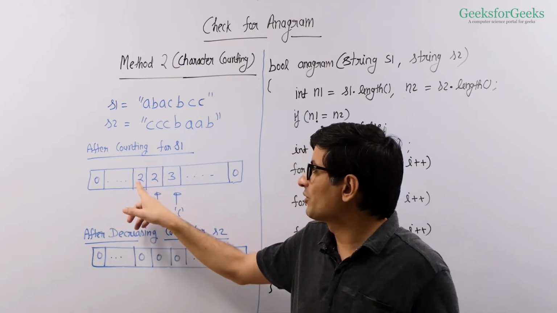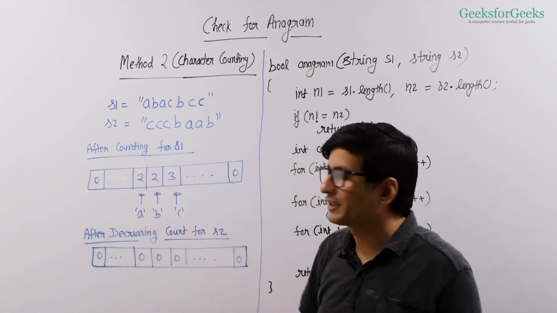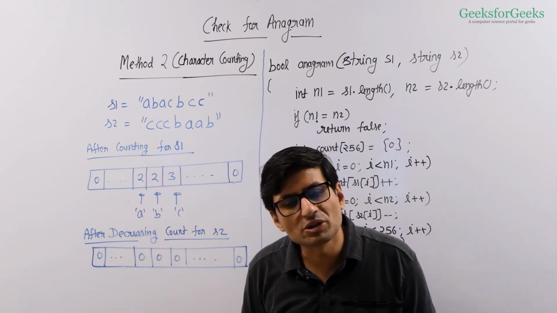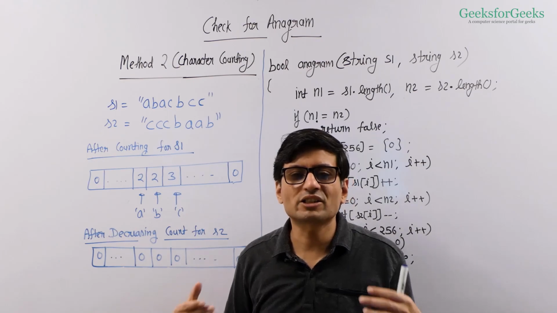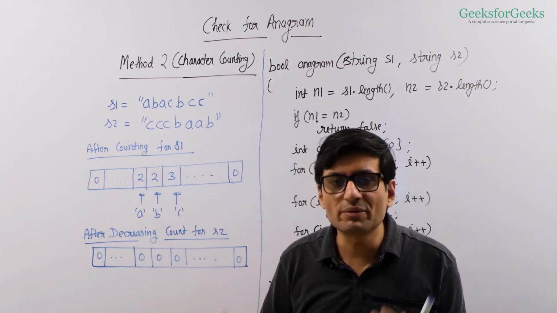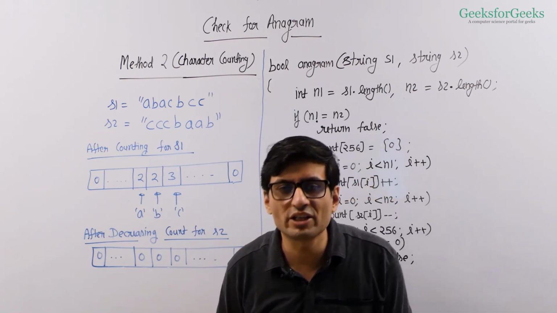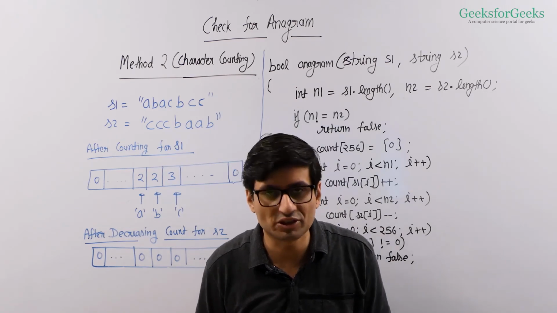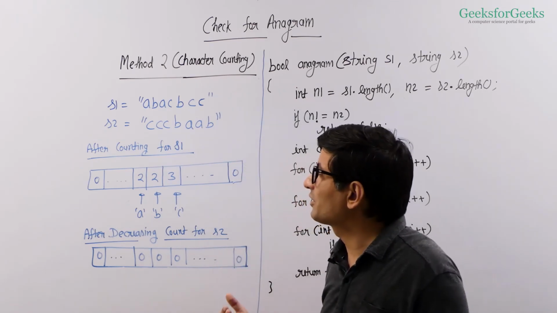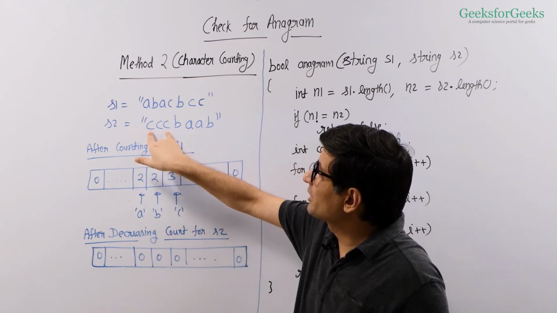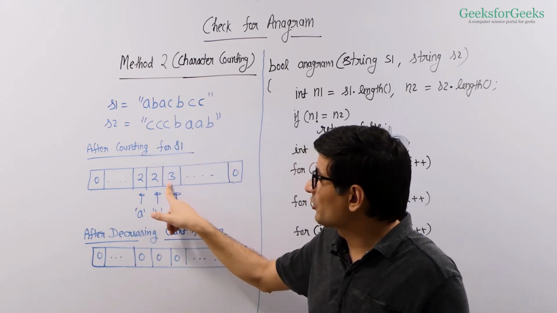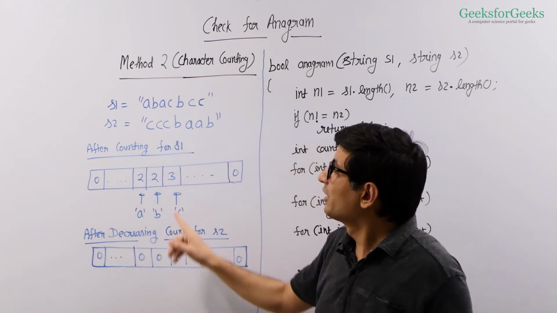So this is how we get the count of A as 2, count of B as 2 and count of C as 3. Now we traverse through string 2, right? And this time instead of incrementing the count, we decrement the count of characters which are present in string 2, right? So we traverse through string 2 and C appears 3 times. So we are going to decrement this count by 3. We are going to get 0 here.